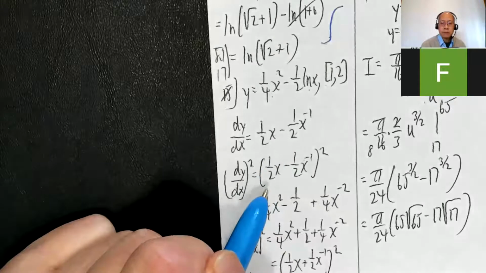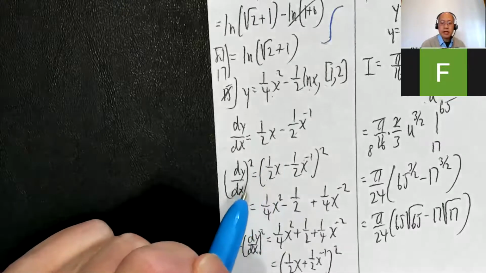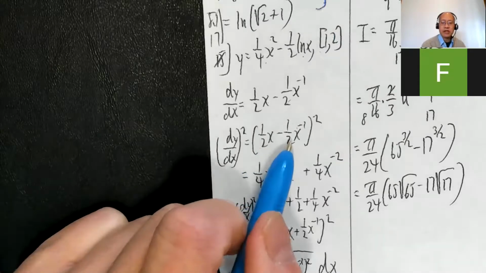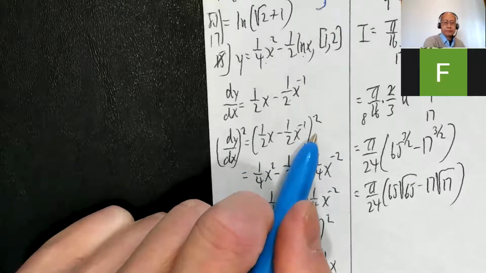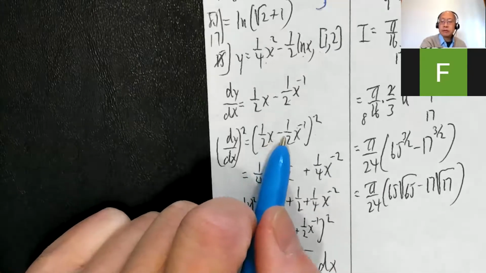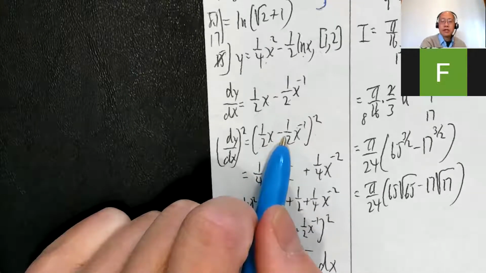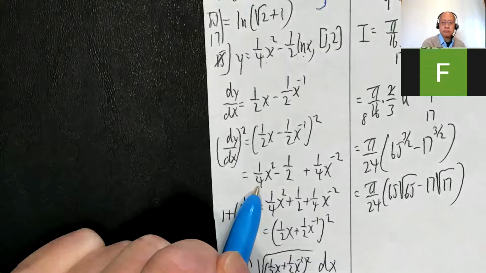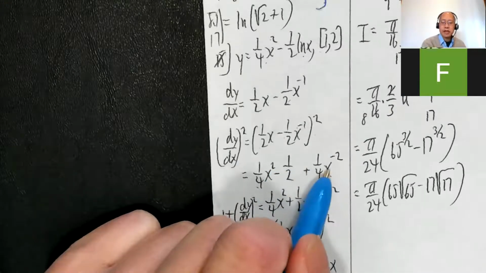Square it. So (dy/dx) squared is (1/2 x minus 1/2 x^(-1)) squared. This is like (a minus b) squared, which is a squared minus 2ab plus b squared. So if I square this, I have 1/4 x squared. Square this, 1/4 x to the negative 2.